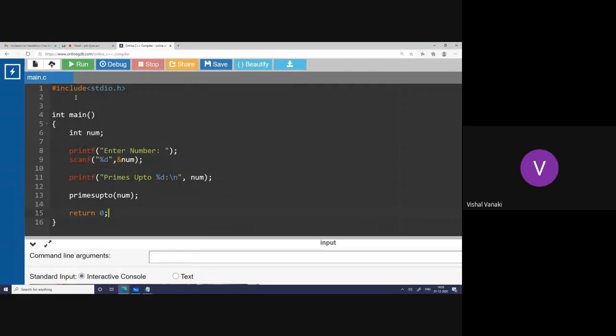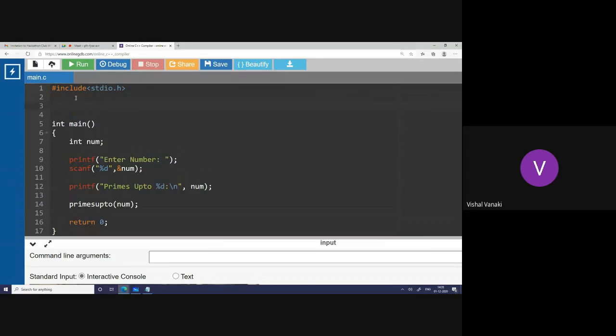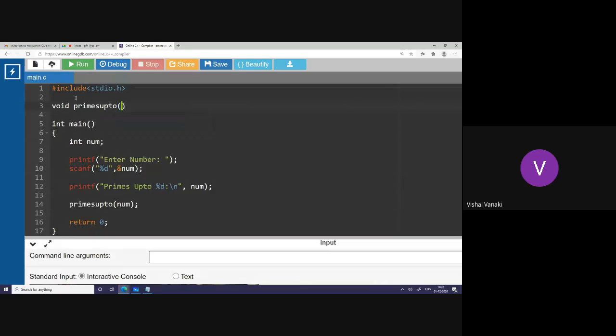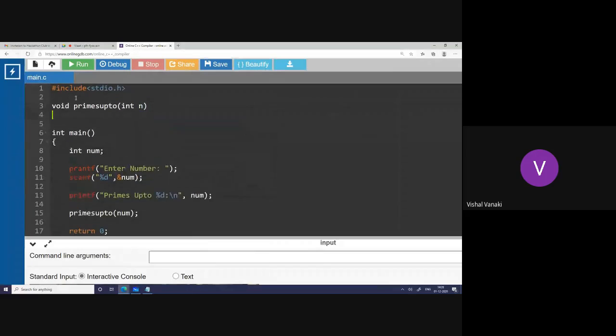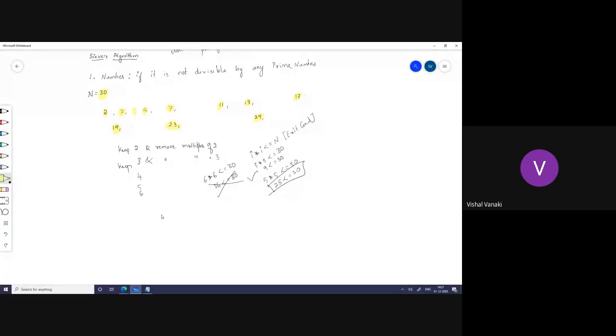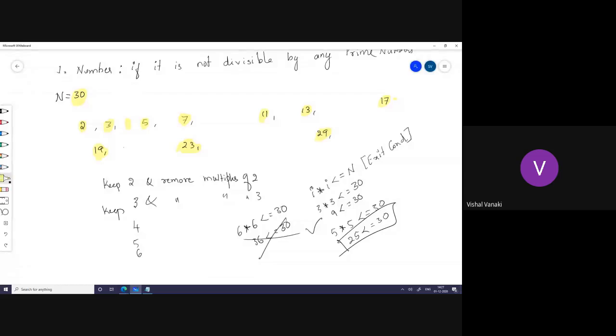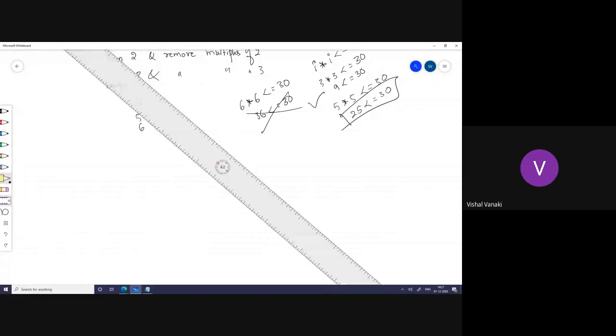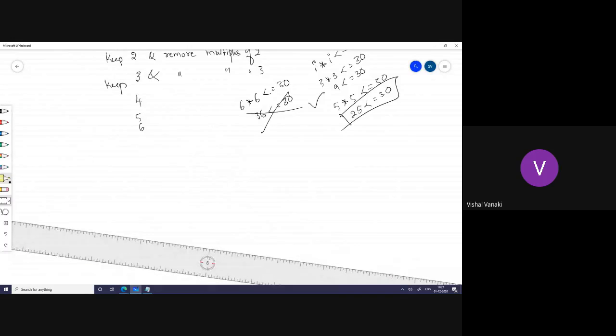So what is the function? The function return type is void. The function name is primes up to, and there is one integer number which I'm passing as a parameter. Inside this, first I will declare all these numbers, 1 to 30. I want numbers from 1 to 30. So for that, I will take an array.